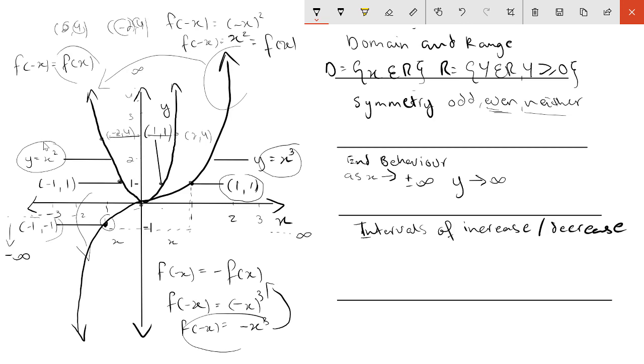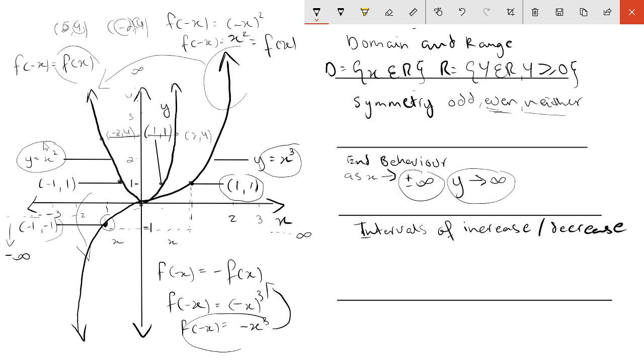And that makes sense, because whether you plug in a positive number or a negative number, the result will always be positive, because any number squared is always positive. So whether x approaches positive or negative infinity, y will always approach infinity.